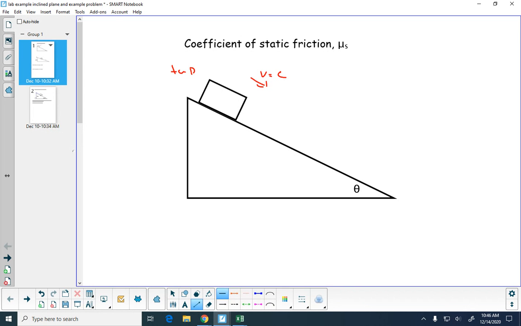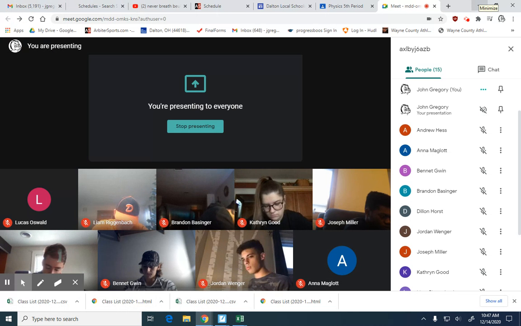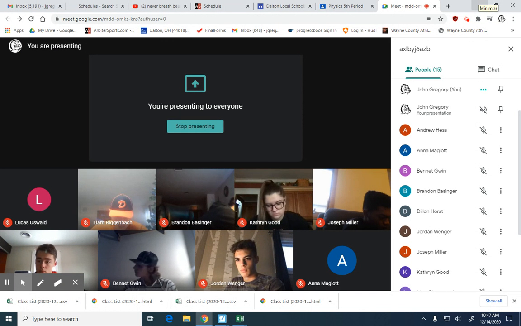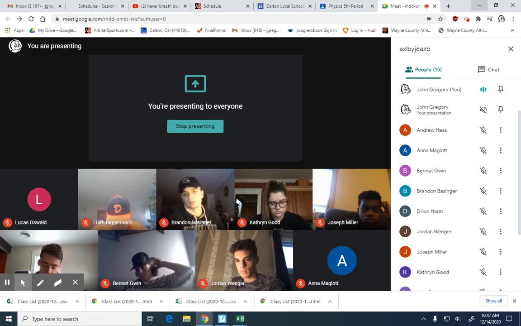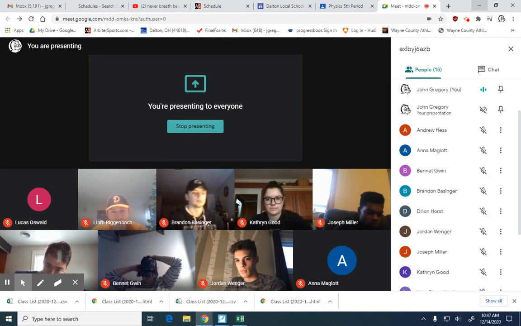Let's take a look at the forces that we're dealing with here. We have our force of gravity, our force normal, and our force parallel. What we are looking at here is the inclined plane that we've been working with, and the object is motionless because of static friction. I give it a little tap, and it starts to slide down the inclined plane. That's what we're looking at in this situation.